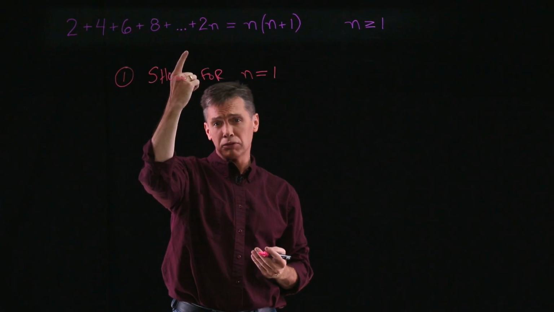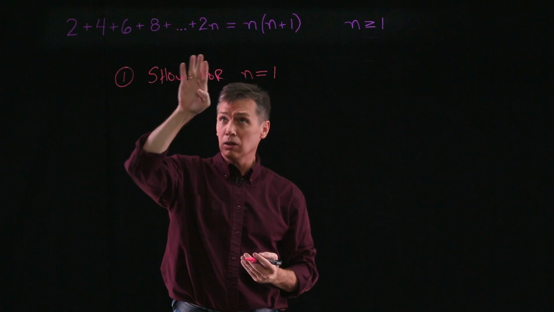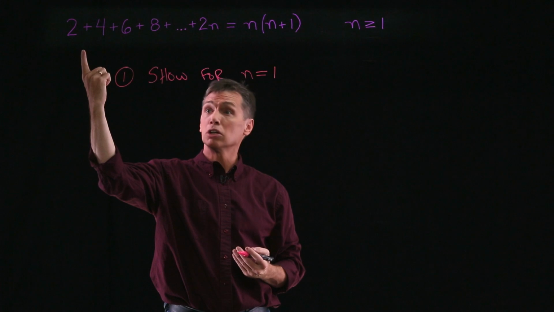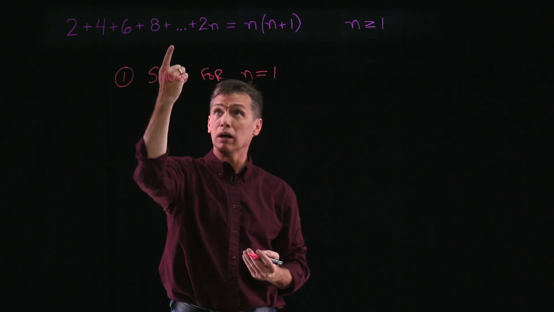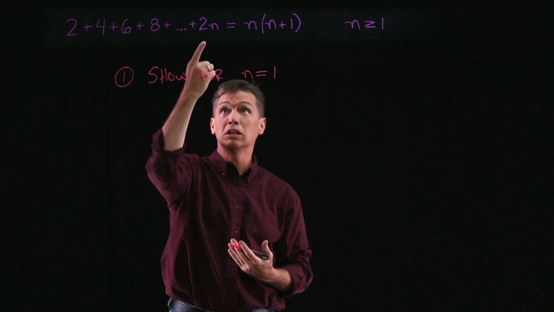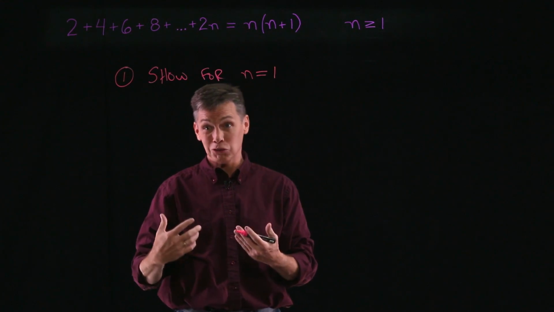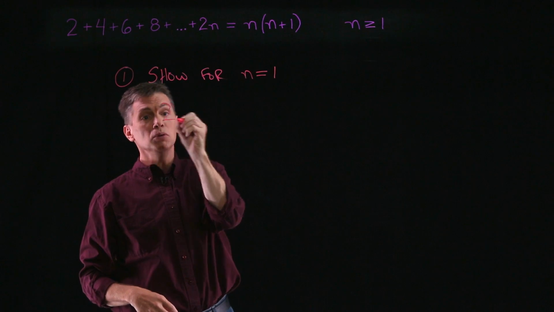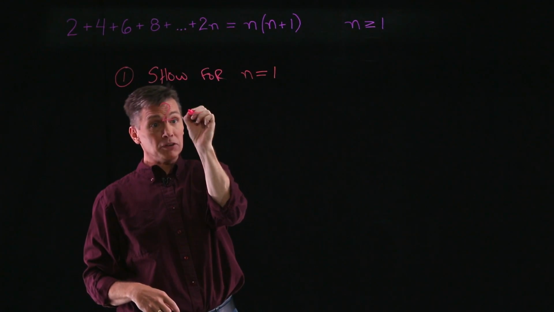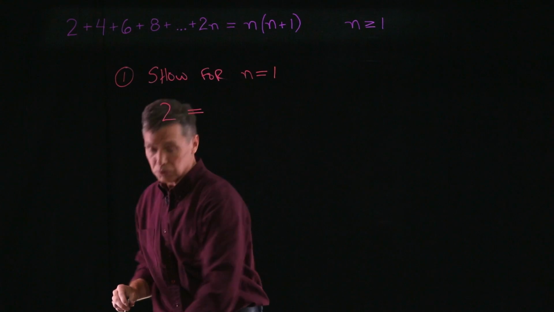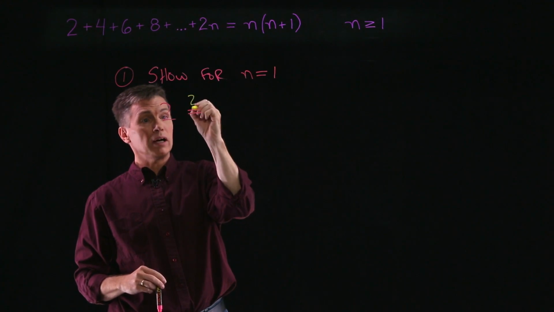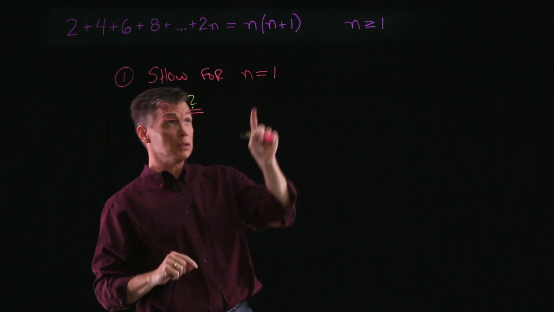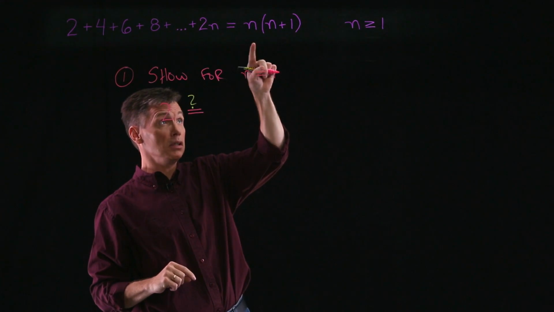So if I'm putting a 1 in for n, realize what that's saying on the left-hand side of the equal sign. You only have the one term. The plus dot dot dot says go on until you get to 2n, but my n is 1, so you're actually done right away. So 2. And we need to ask ourselves if that equals the right-hand side of the formula, but again, where n is 1. So the right-hand side is here.